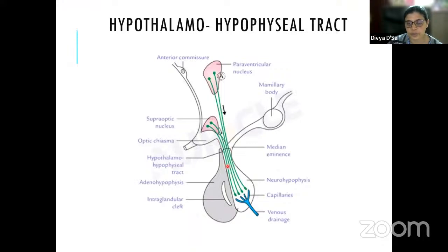Next is the hypothalamo-hypophyseal tract. What is the importance of the hypothalamo-hypophyseal axis? What does it do? Basically it is the connection between the hypothalamus and the pituitary gland. One thing is we have the gonadotropin stimulating hormones.